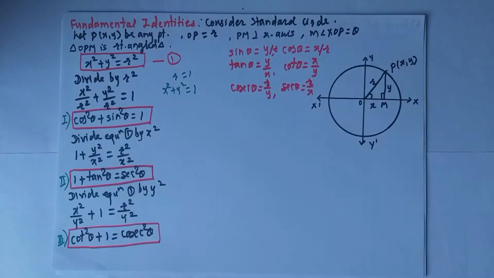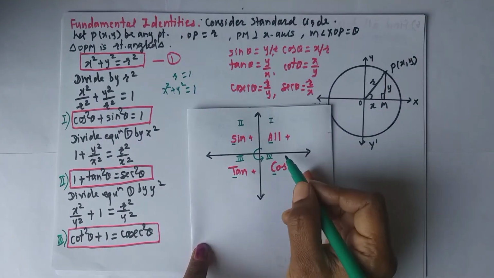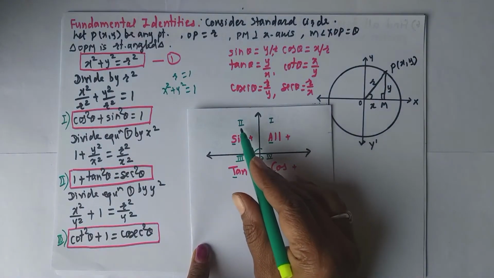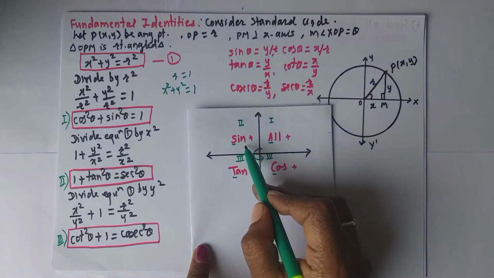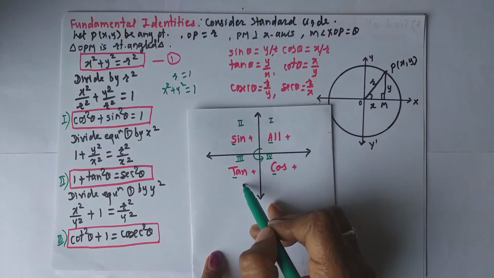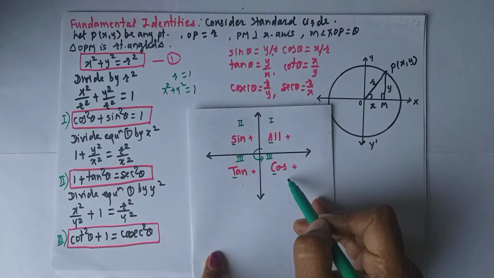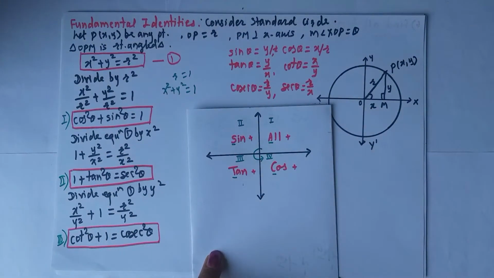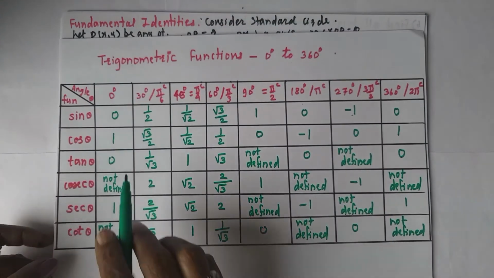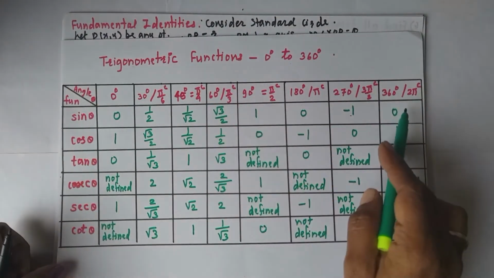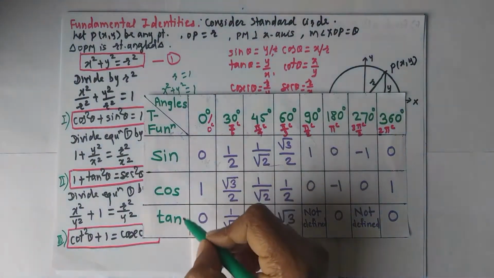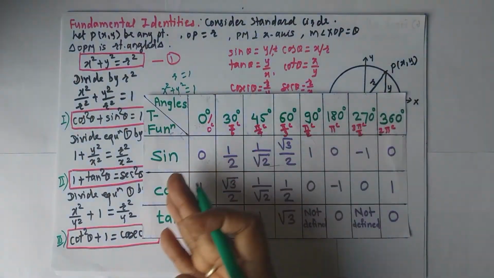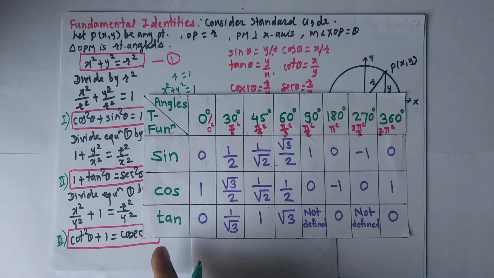Again, you have to remember the signs of trigonometric functions. We know that these are the first, second, third, and fourth quadrants. In the first quadrant, all functions are positive. In the second quadrant, sin and its reciprocal cosec are positive. In the third quadrant, tan and its reciprocal cot are positive. And in the fourth quadrant, cos and its reciprocal sec are positive. And we also need this table. If you know the values of sin, cos, tan from 0 to 360 degrees, and you take reciprocals, then we will get the values of the remaining three trigonometric functions.